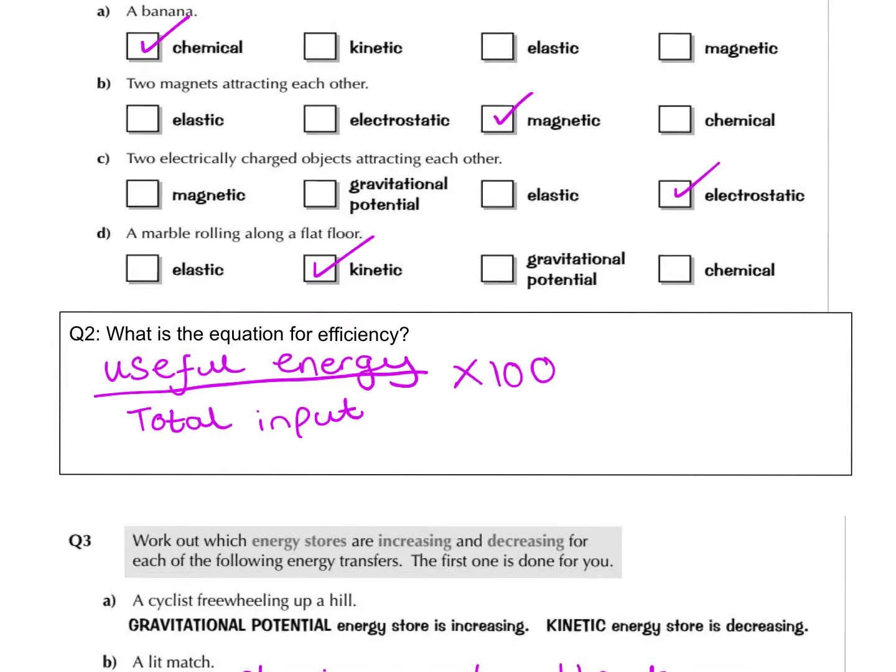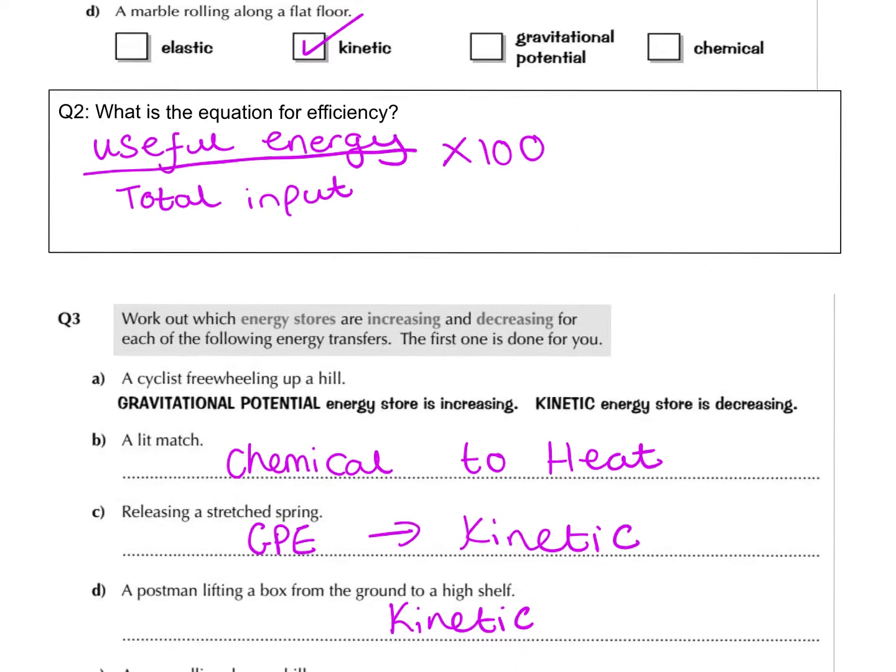What is the equation for efficiency? That's useful energy divided by the total input energy times 100, because again, efficiency is a percentage.